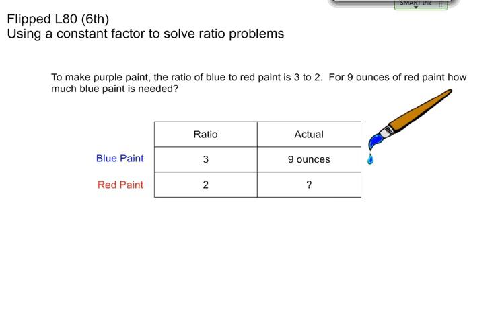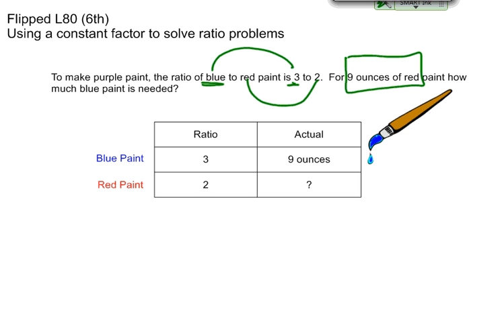It says to make purple paint, the ratio of blue to red paint is 3:2. So we have that ratio, and you can see how that ratio was put into that box, right? Blue paint, because the 3 comes first in our comparison. Blue to the 3, just like red to the 2. We've got to remember that order. So we have blue paint to red paint, just like that. But now our problem is asking us that we have 9 ounces of red paint. How much blue paint is needed?